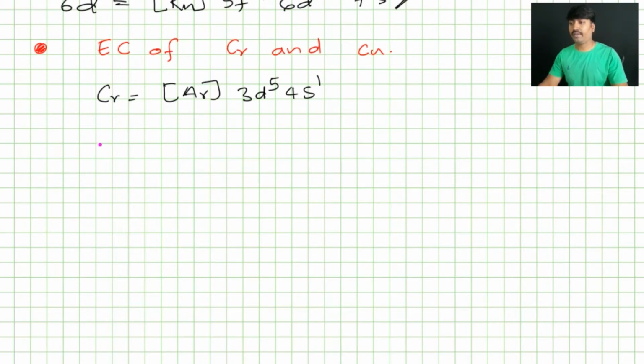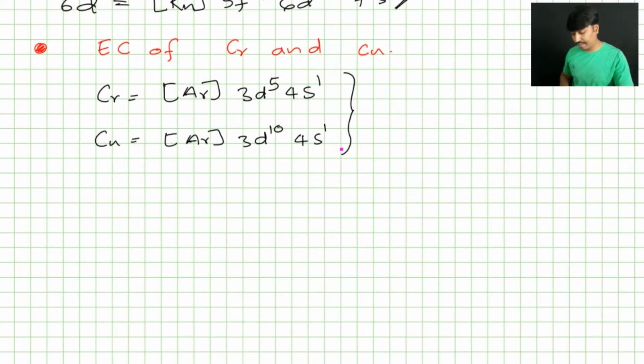This is one type of electronic configuration. And copper we can write as argon, 3d10 and 4s1. So these are very special kinds of electron configuration. Many times in the examination they have asked. We have to use the n plus l rule here. Okay, the energy difference between the 3d and 4s orbital is very low. This is the first point.